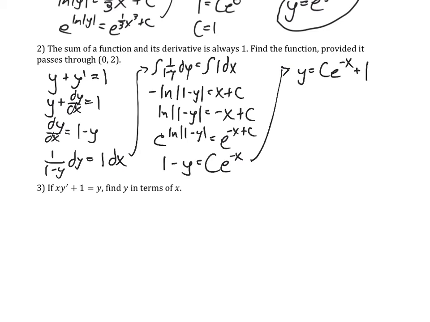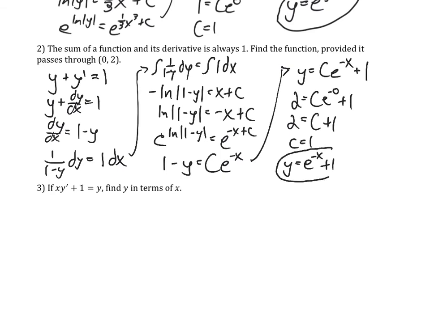To find the specific solution, let's plug in the point (0, 2). So we get 2 equals c times e to the negative 0 plus 1. E to the negative 0 is 1, so we get 2 equals c plus 1, or c equals 1. So my specific solution is y equals e to the negative x plus 1. Its derivative and the function are always going to sum to 1.